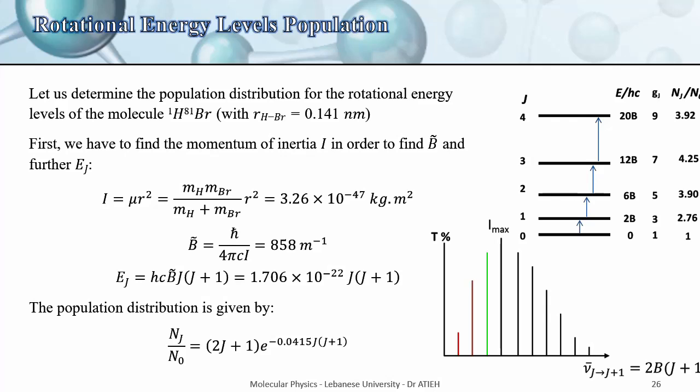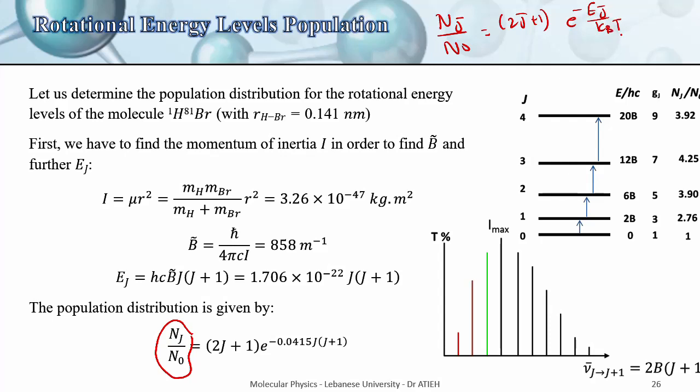Let's check this example. Let us determine the population distribution for the rotational energy levels of the molecule HBr with the internuclear distance r equals 0.141 nanometer. So we are going to calculate the ratio nj over n0 using the Boltzmann-Maxwell distribution. As we have already seen, nj over n0 is equal to (2j plus 1) exponential minus ej over kbt.